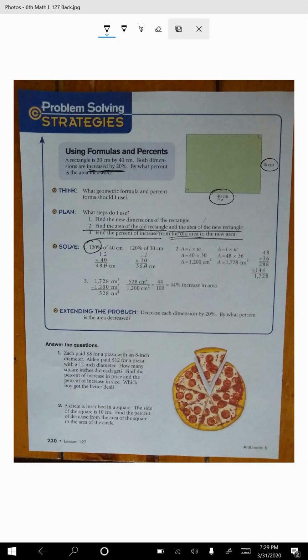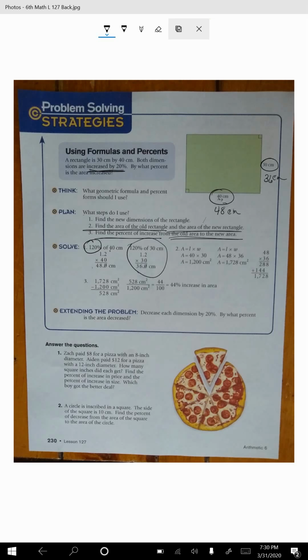So what they've done is they've done the length first, 40 centimeters times the 120% increase. And when they multiplied it, they get 48. So this was 40 centimeters, now it's 48 centimeters because it increased 20%. Then they do the same thing for the 30 centimeters. 120% times 30, and they get 36. So the new measurement is 36 centimeters.